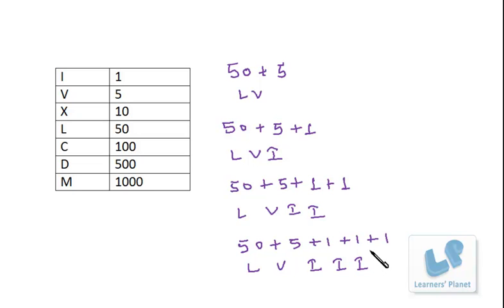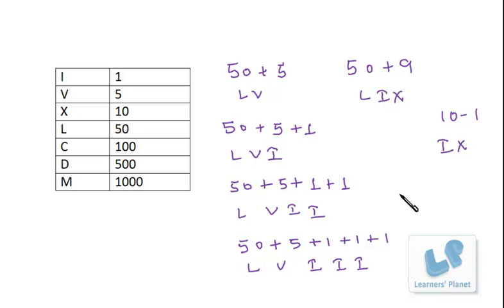Now further, there's a twist. If I have to write 59, if I write I four times, it will not be correct. So what I have to do is write 50 plus 9. Now how do I write 9? It's 10 minus 1. And how do I write 10 minus 1? If I write I before X, it will be 10 minus 1, that is 9. So what is 50? It's L, and what is 9? IX. Okay.